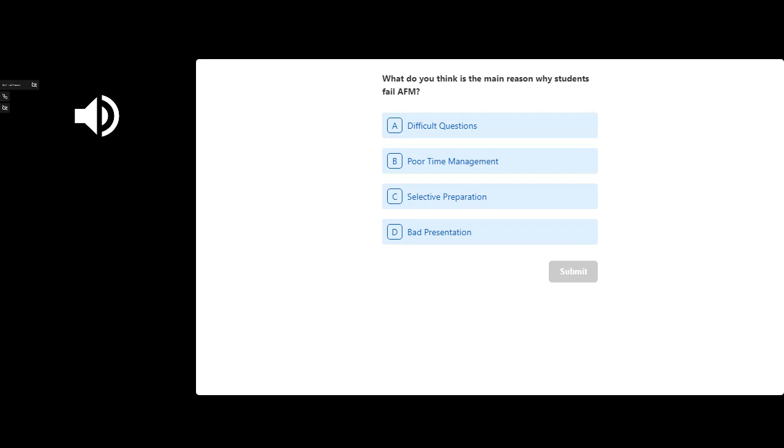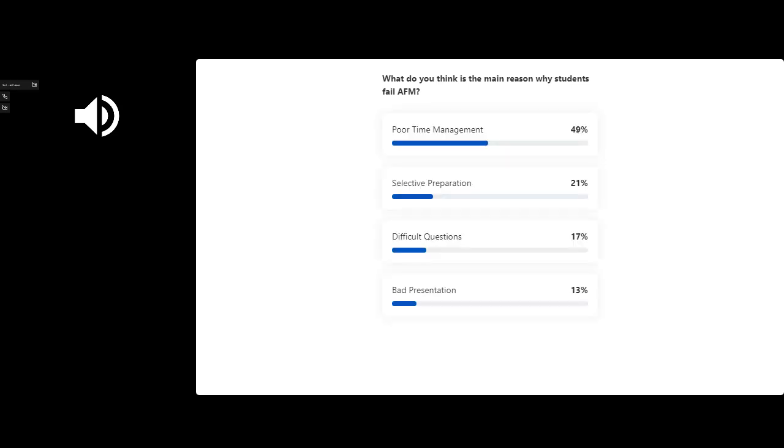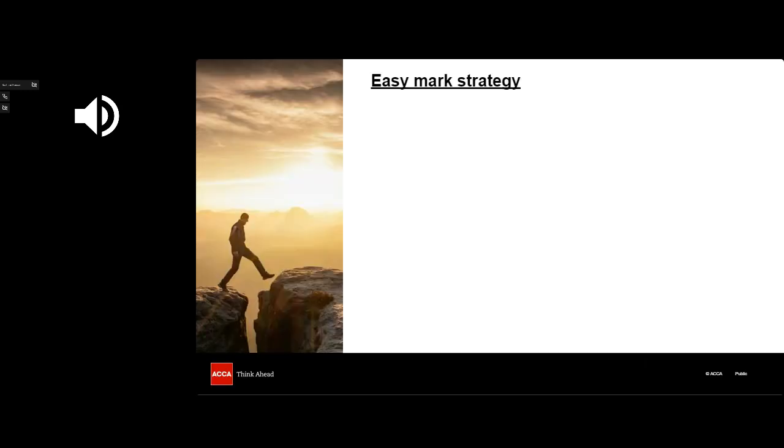Okay. All of these matter, but what is the most important thing? We can see that most of the participants have responded: it is because of poor time management. Now let's see how you can achieve this. How can you ensure that you are able to complete on time? It's by following a step called the easy mark strategy.